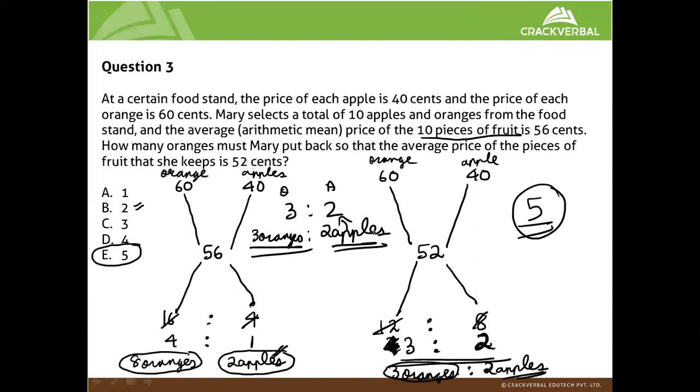So from 8 oranges, if the number of oranges reduces to 3, the difference is going to be 5. So she keeps back 5 of the oranges. All right.